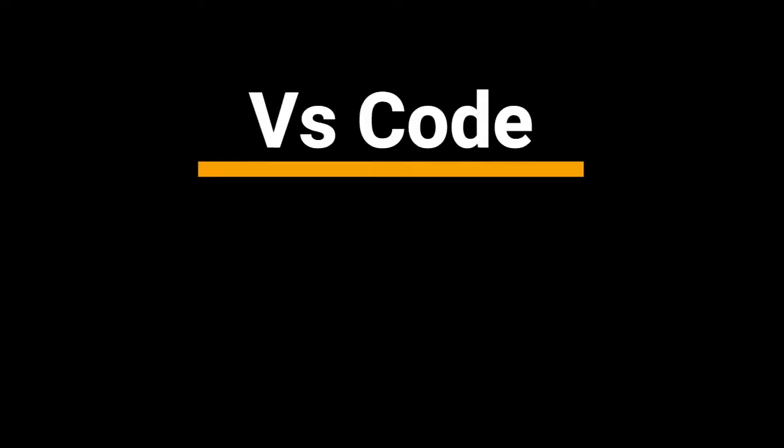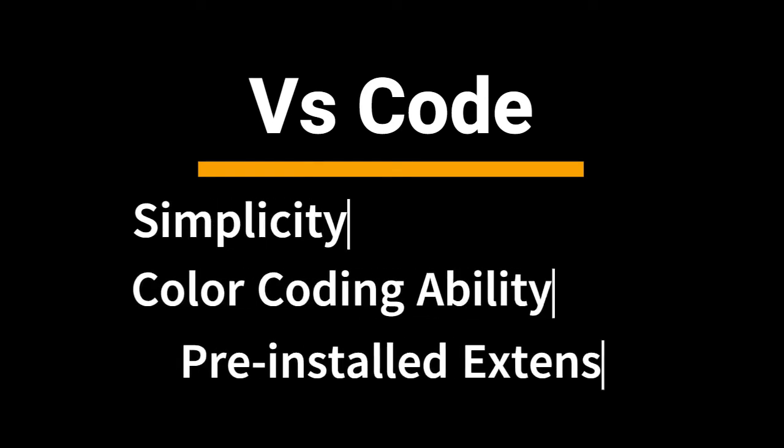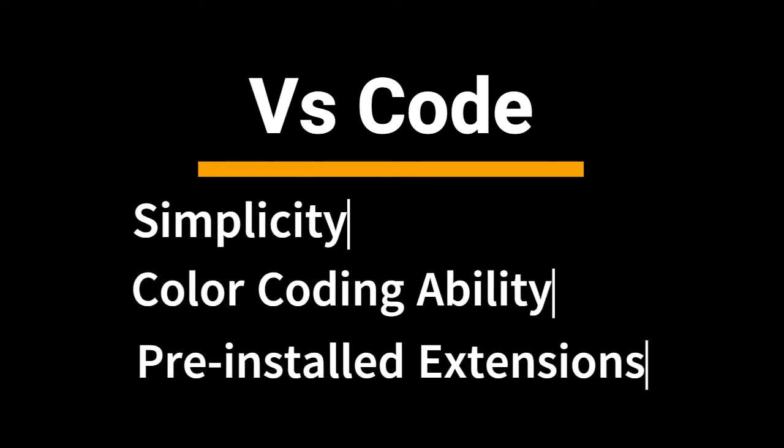Other things you need are your laptop, your browser, and a text editor. For your text editor, you can use Sublime, Brackets, or VS Code, and there are other ones out there that you can use also. But for me, I will be using VS Code because of its simplicity and color coding ability. It also has a lot of pre-installed extensions to make your coding easier. That is why I'm using VS Code.